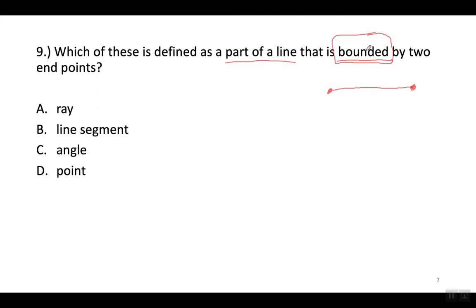This question is on the test. Because on the test, I don't want you to ask me, Mister, what does bounded mean? If I'm telling you right now, and I'm going over the question and the answer. This is a line segment. So, bounded means to create a boundary or an enclosure. To create a boundary or an enclosure.